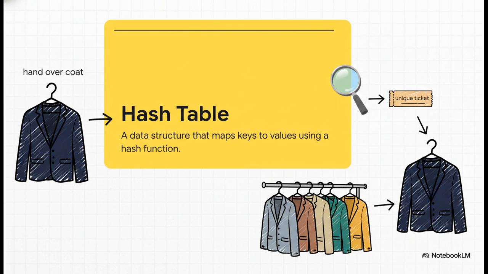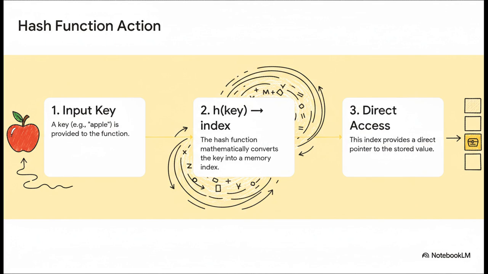No way. You just hand over your ticket and they go directly to your coat. That's exactly what a hash table does. It maps a key to a value for incredibly fast retrieval. And the secret sauce that makes this all work is something called the hash function. Let's just follow the steps here.